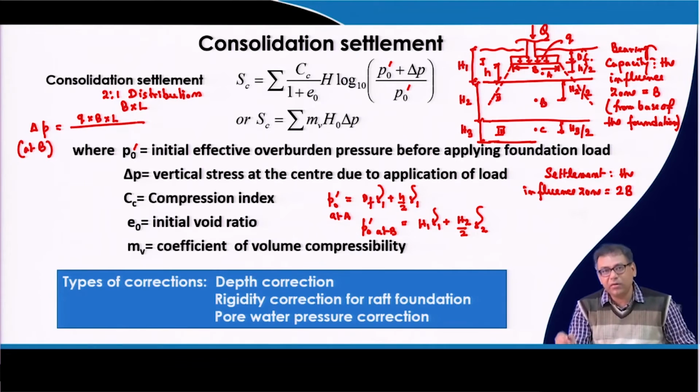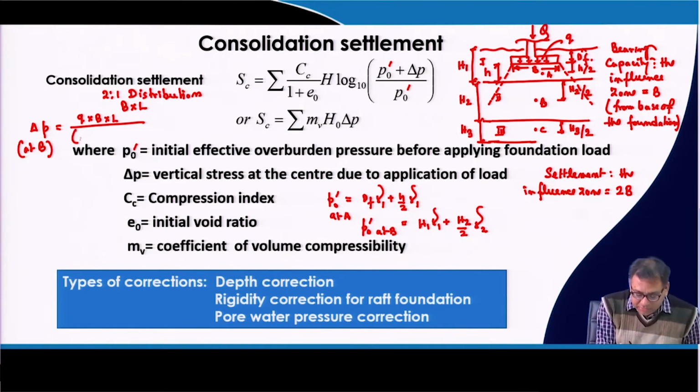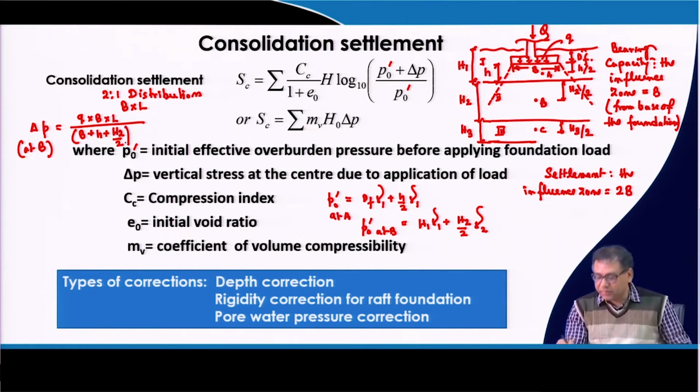So, I know the total load, now my area has been increased. So, now what will be that area? That area will be B plus small h plus H2 by 2, because the depth of the point from the base of the foundation is small h plus capital H2 by 2.